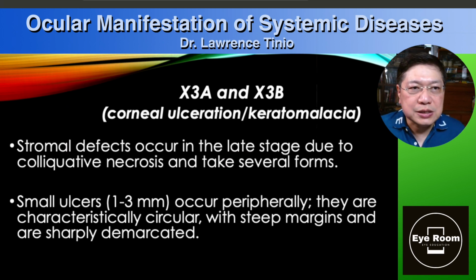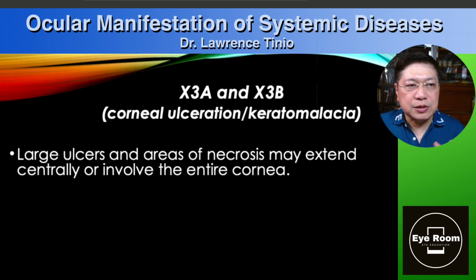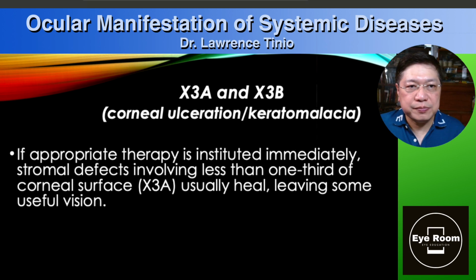Now, the next two stages, 3A and 3B, would have either a corneal ulceration or keratomalacia. There would be stromal defects that occur in the later stage due to necrosis, and it takes several forms. Small ulcers, 1 to 3 millimeters, would occur peripherally. They would be characteristically circular, with steep margins, and sharply demarcated. Now, large ulcers and areas of necrosis may extend centrally or sometimes involve the entire cornea.